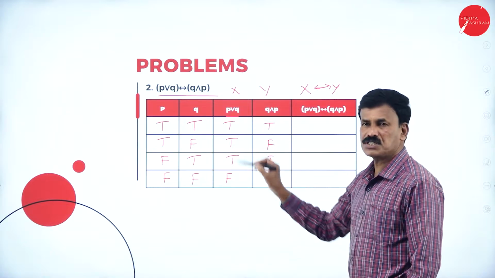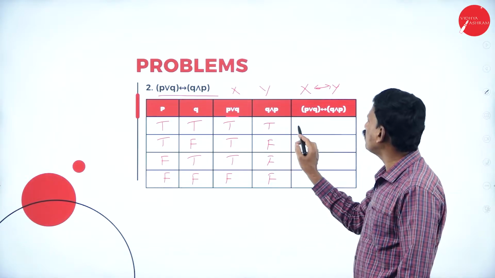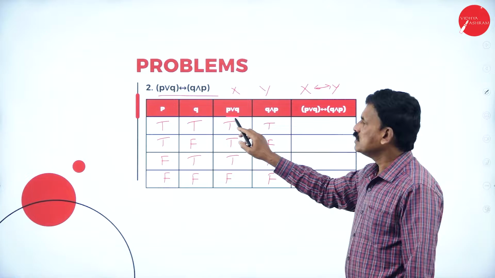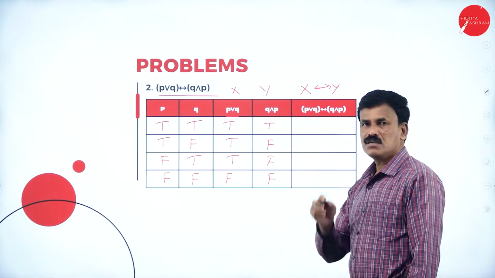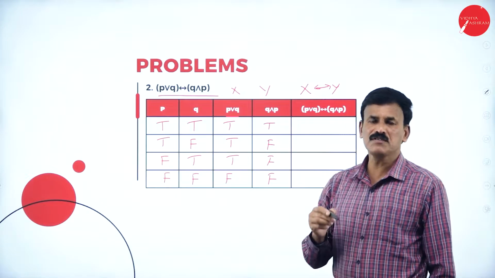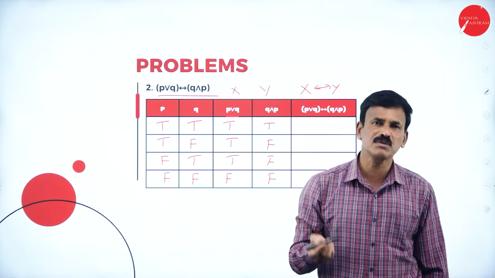Now, let us connect these two using the biconditional statement: the biconditional for P disjunction Q and Q conjunction P. The biconditional is true only if both the statements are true or both the statements are false.